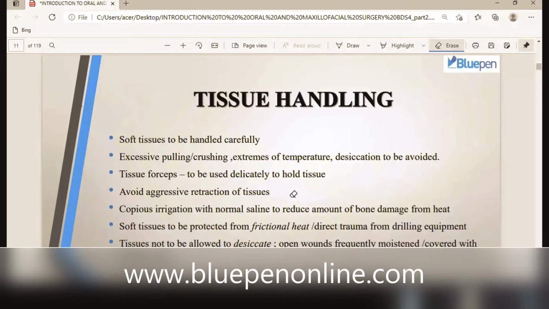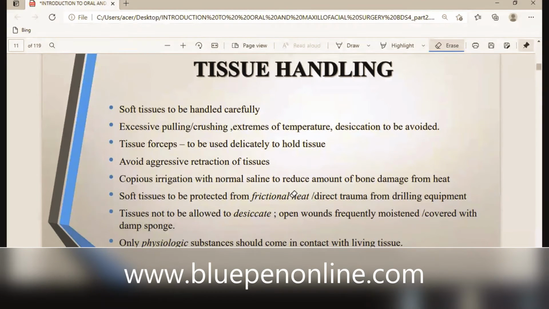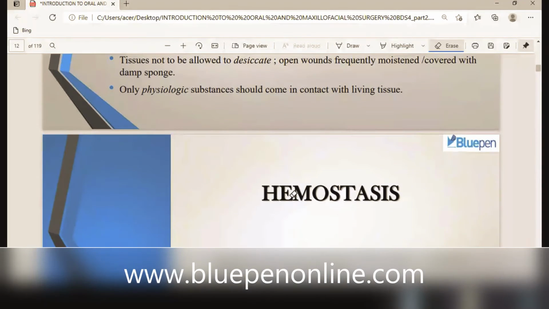Okay, now the soft tissues should be protected from this heat and direct trauma from the drilling equipment, as I said. Then the tissue should not be allowed to desiccate. The open wound should be moistened and covered with a damp sponge, and only physiological substances should come in contact with the living tissue. You don't put anything else over it. There are many cases where small instruments go inside the surgical area, right? You should be very careful while doing a surgery that only physiological substances come in contact with the living tissue. If not, it will cause other damages. These are the points in tissue handling.